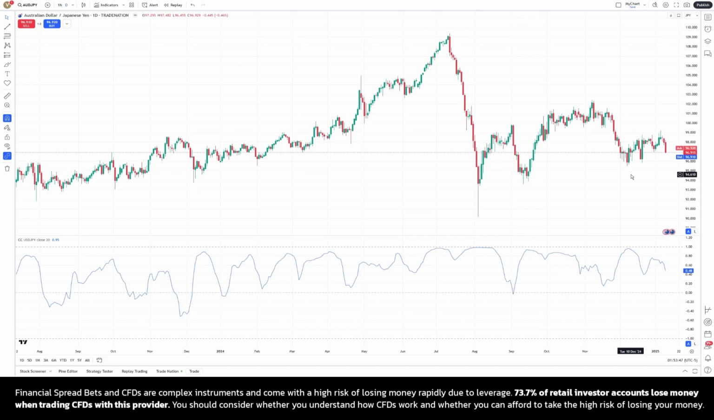Despite its usefulness, the correlation coefficient indicator has limitations. It measures historical relationships and does not predict future correlations. Markets are dynamic, and relationships between assets can change due to factors such as economic events, policy shifts, or changes in market sentiment. Furthermore, the indicator does not provide buy or sell signals, but serves as a tool for analysis and context.